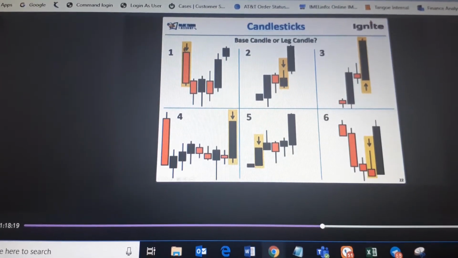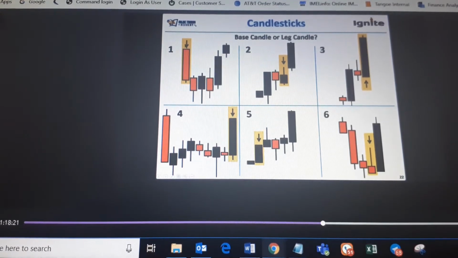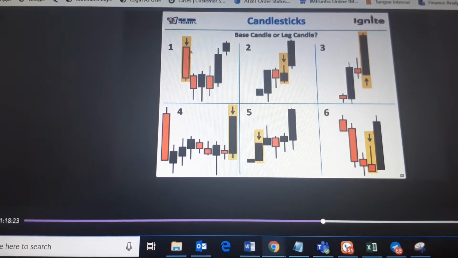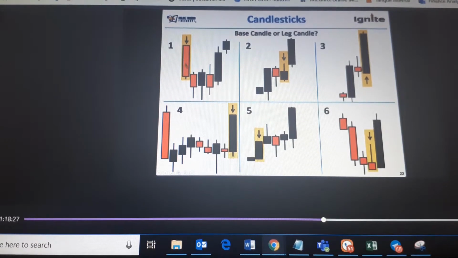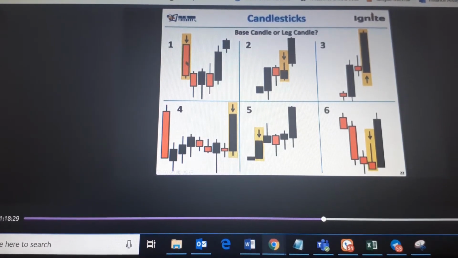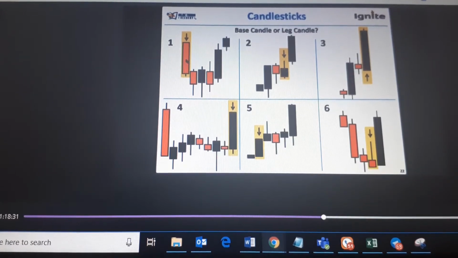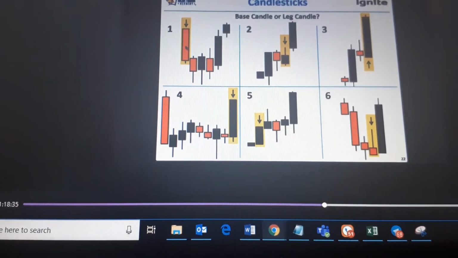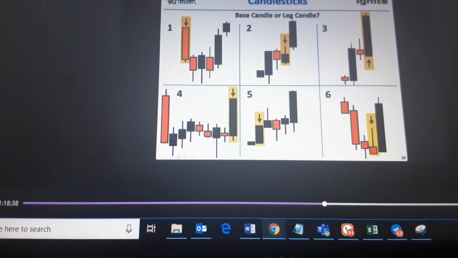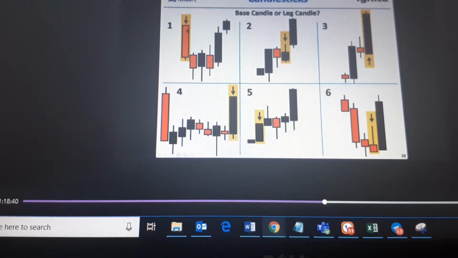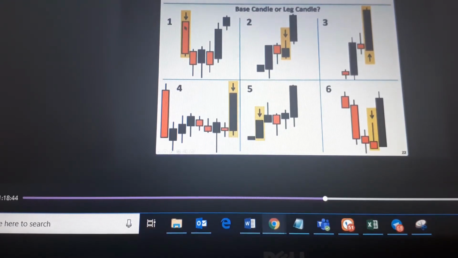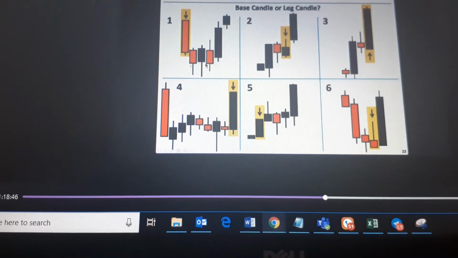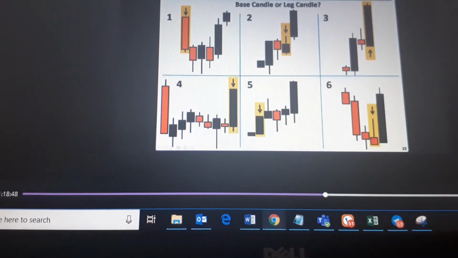Now is this your base candle or your leg candle? It's a leg candle. Only say about the yellow portion. Okay, and can you tell me which picture is this? Is this a picture of demand or supply? How can this be a supply? This is a demand, right? The outermost candle is green. So this is your drop, base, rally.